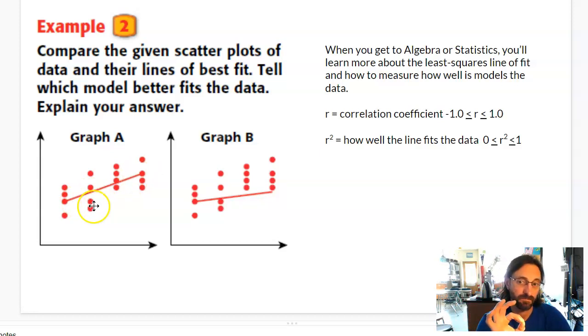be on the line. Now, when you get to algebra or statistics in high school, you'll learn more about what's called a least squares line of fit, and that's a mathematical calculation of what the best line is, so rather than just eyeballing it, mathematically calculating the best line. In fact, we're going to do a little bit of this as well, but I'm not going to get into the calculation. We're going to let the computer do the work for us.